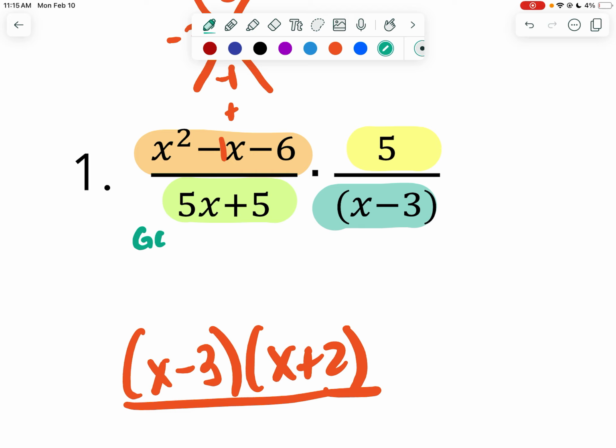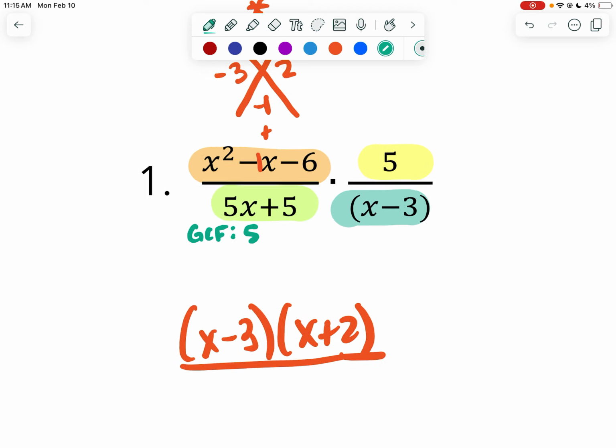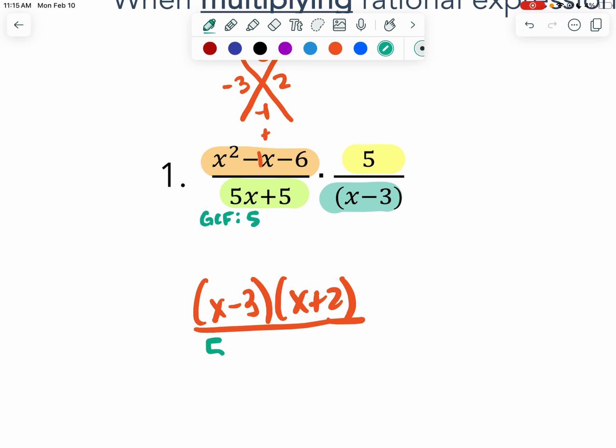Okay, the bottom of that fraction, 5x plus 5. Okay, that's going to be GCF. I can take a 5 out of both. So I'm going to do that down here. So take out a 5. So that leaves me with an x plus, and then 5 times 1 is 5. Okay, so I factored that first fraction, and then I'm going to go to the right.